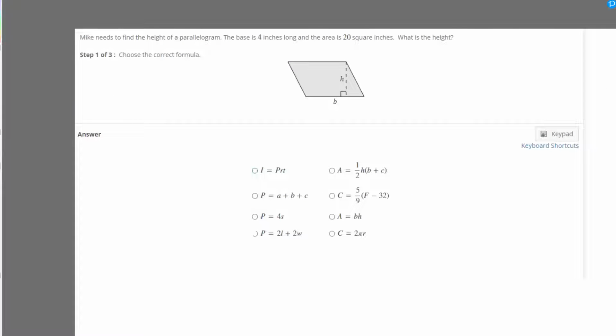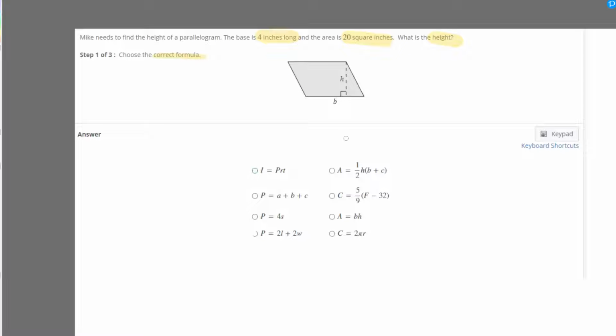So again, I think that reading the problem is a really good idea for every problem that you do in your life. This one's saying Mike needs to find the height of a parallelogram. The base is 4 inches long and the area is 20 square inches. What is the height? So this one is asking us to choose the correct formula. So it's not asking us to do anything with these numbers yet.